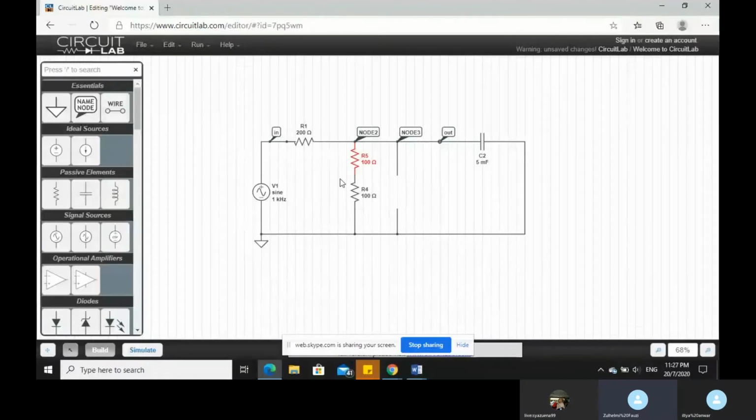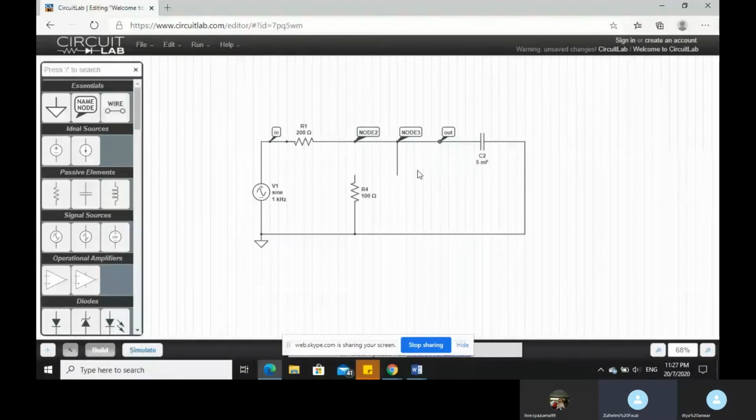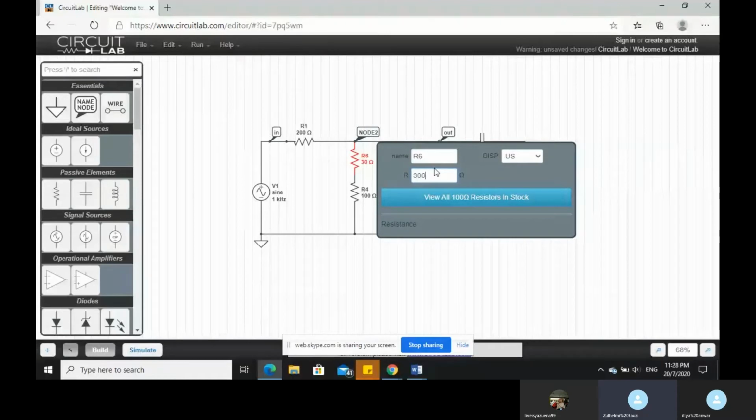As we know, the question asks us to create R2 and R3 in series, but it doesn't mention R1. So we can conclude here that R1 is also in series.